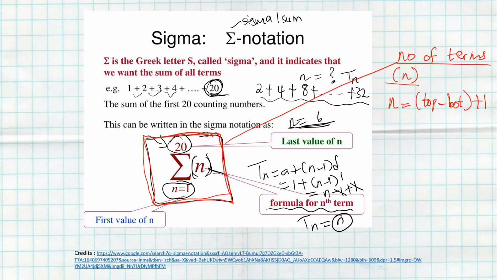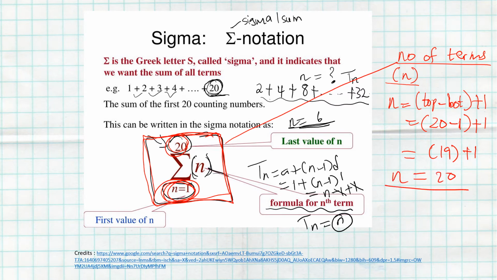The top is the value on top, so it's 20, minus the bottom, which is 1, plus 1. So it's 20 minus 1 plus 1. This gives me 19 plus 1, so the number of terms being added is 20. Most of the time, if n equals 1, you'll find that the number of terms being added is just the value on top.